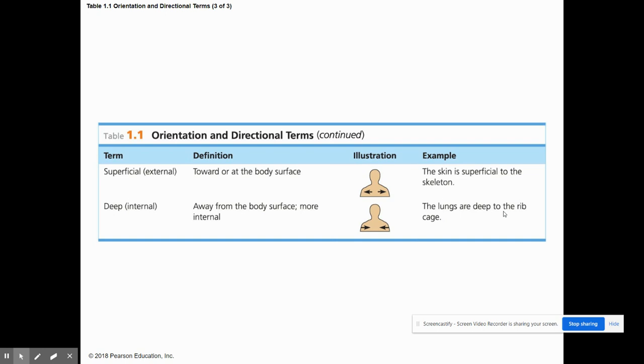And tomorrow we're going to continue going over the language of anatomy. We'll be covering regional terms, we'll cover the body cavities, and other terminology that you need to know for anatomy.